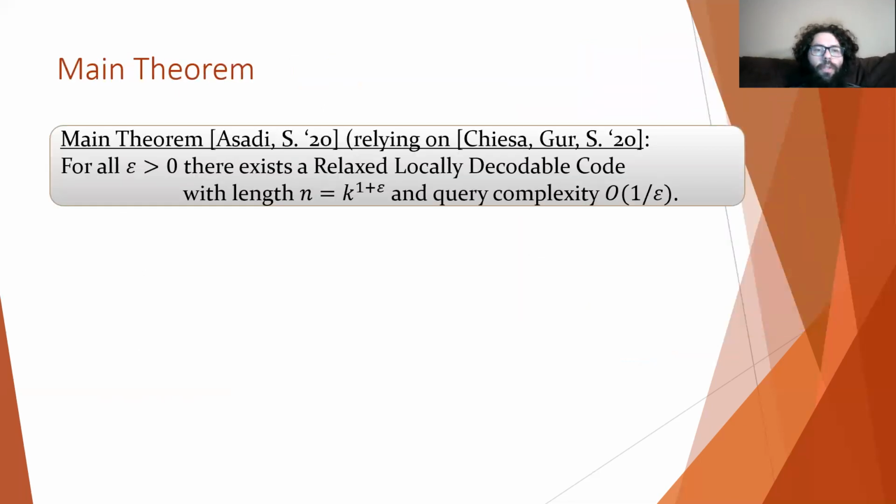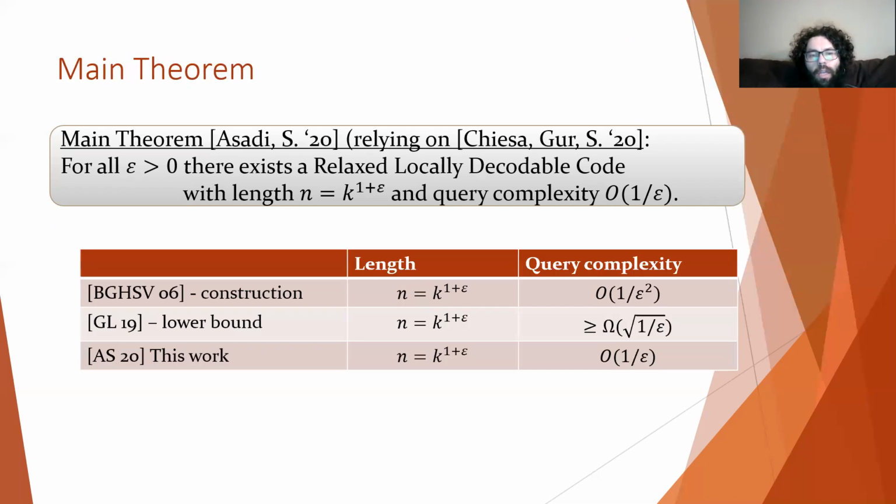So just to repeat, the main theorem is there exists a relaxed locally decodable code with length k to the 1 plus epsilon, meaning we encode k bits using k to the 1 plus epsilon bits, and query complexity of 1 over epsilon. And this improves the previous construction of BJHSV that had the same length, but query complexity was square of this. And yeah, it's a nice open problem to close the gap between the lower bound and the upper bound.